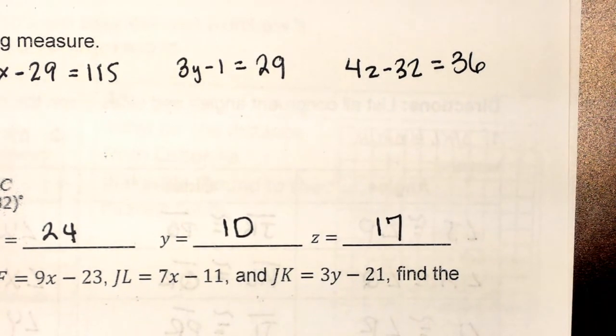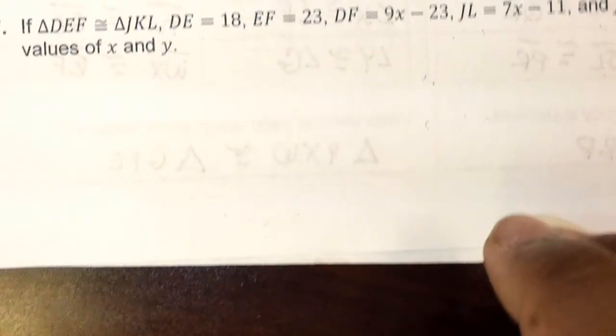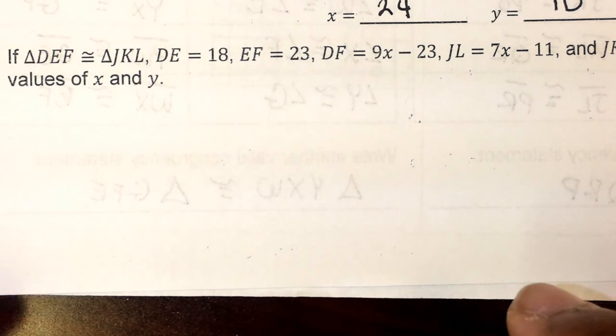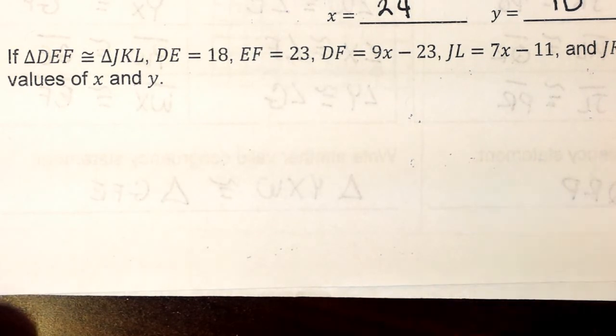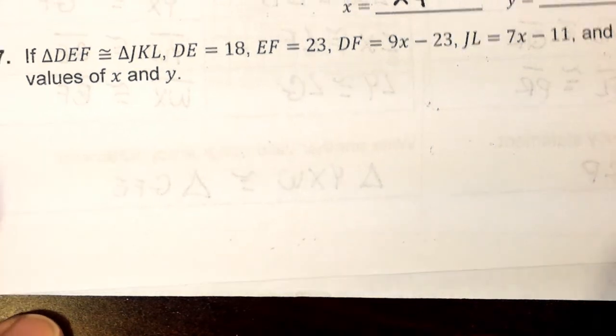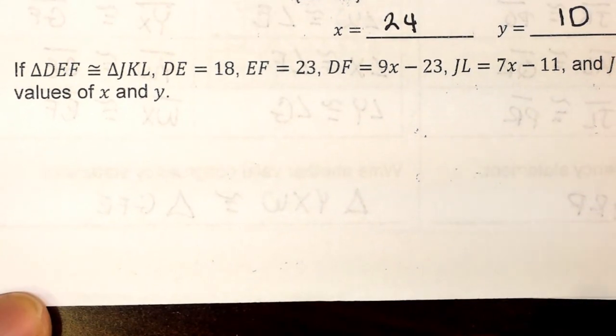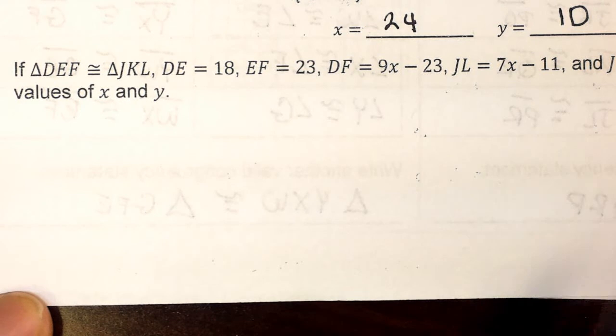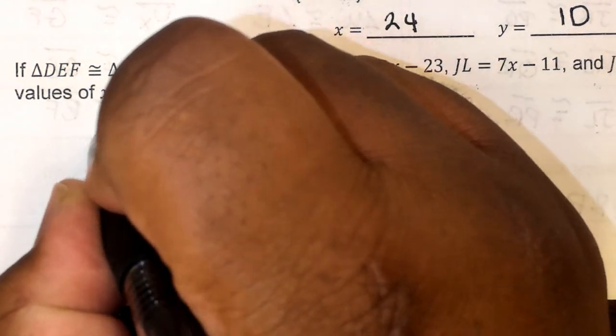Alright. So this one, I'm talking about number 7. Triangle DEF is congruent to triangle JKL. If you read all that, they give you all these expressions, and they want you to find the value of X and Y. Well, to do that, you first need to set your triangles up so you can see where everything is. That'll be the best visual for you to have.